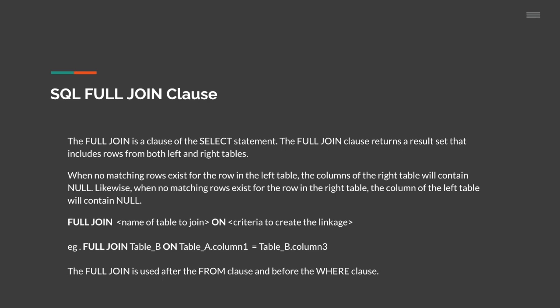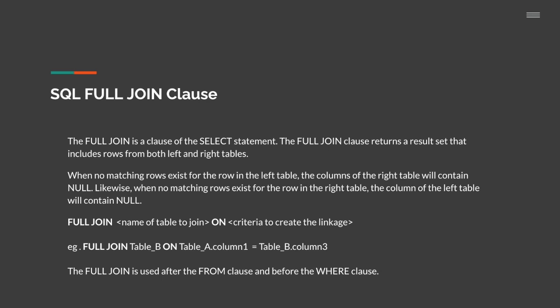Now, when no matching rows exist for the rows in the left table, the columns of the right table will contain the value null, which represents an unknown value. Likewise, when there are no matching rows existing in the right table, then the columns of the left table will contain null. The syntax to use the full join clause would be to start off by using the full join keyword.